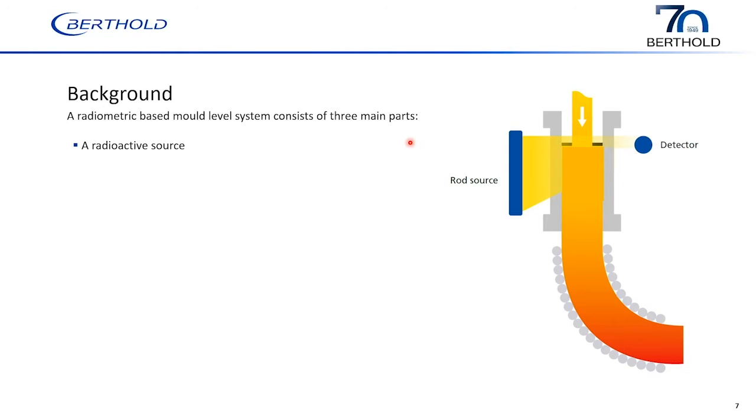So we first take a look at the three main parts of a system. The first part is a radioactive source. I'll try to show you here. The second part is the detector, this side here. On the other side of the mold here, this is a mold, and inside the mold I have tried to make a drawing of some liquid steel.